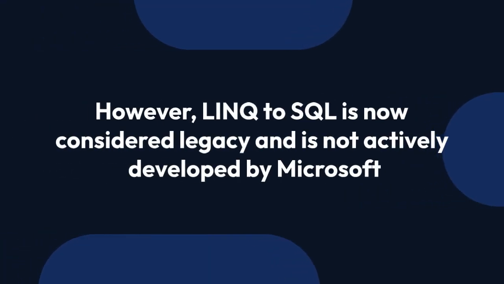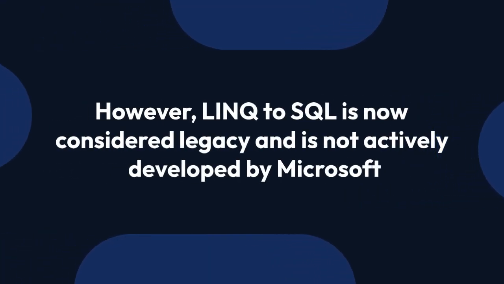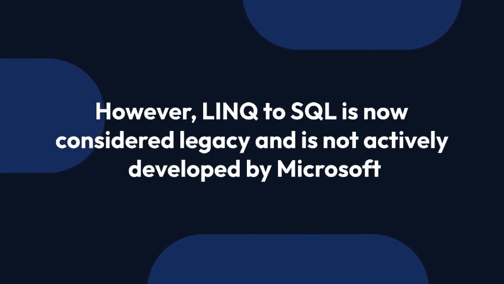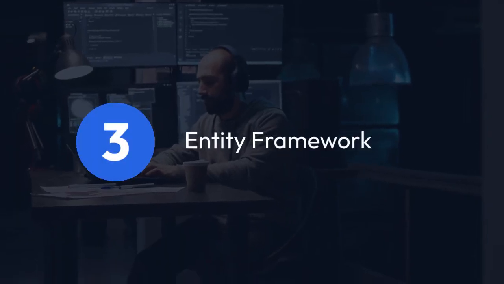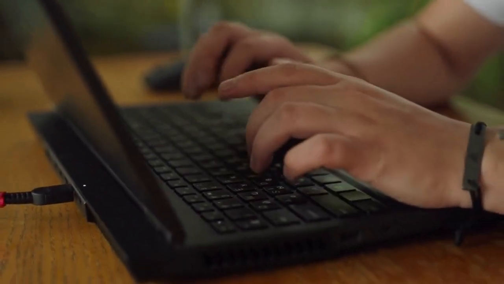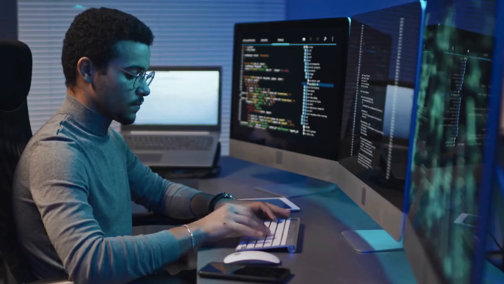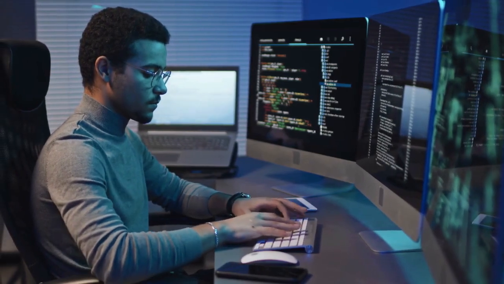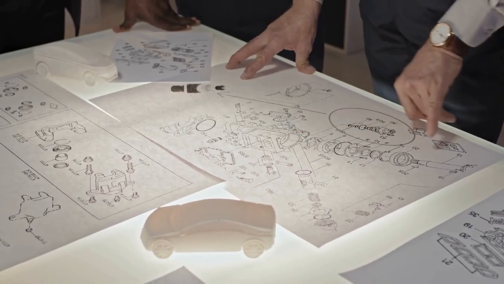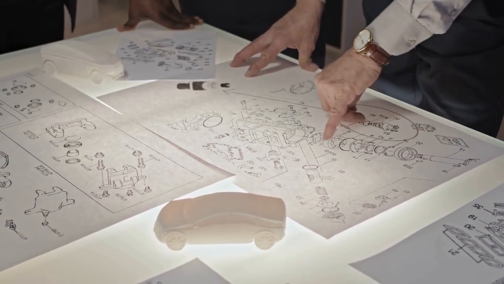However, LINQ to SQL is now considered legacy and is not actively developed by Microsoft, so it's not the best choice for new projects. 3. Finally, we have Entity Framework, EF. EF is Microsoft's current flagship ORM, Object Relational Mapper. It offers a more abstract and flexible approach than LINQ to SQL, providing features like change tracking, lazy loading, and support for different database systems.